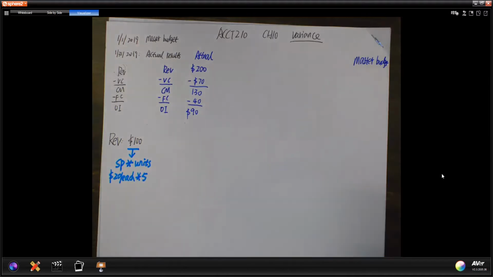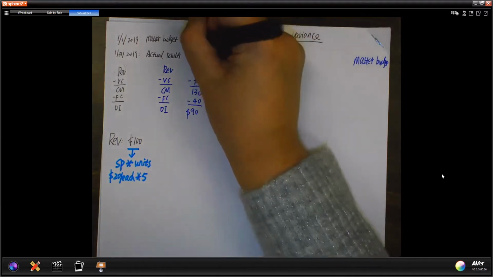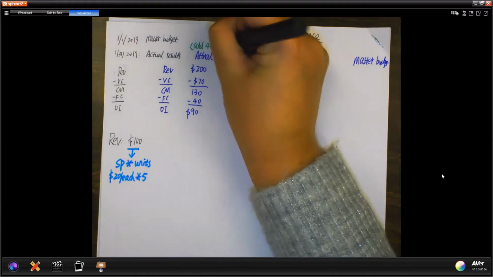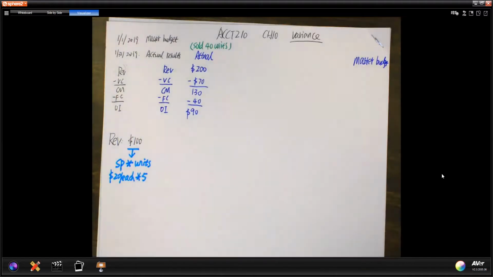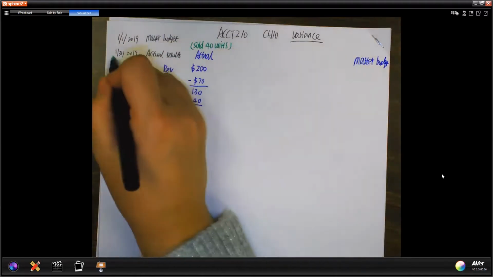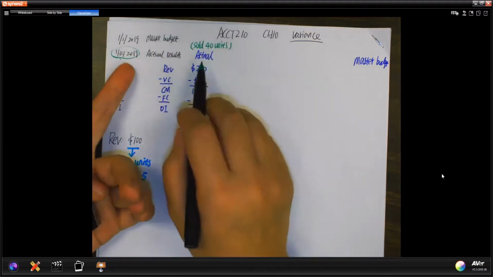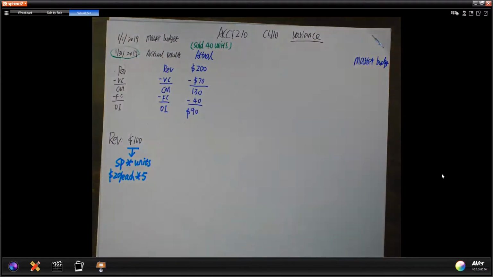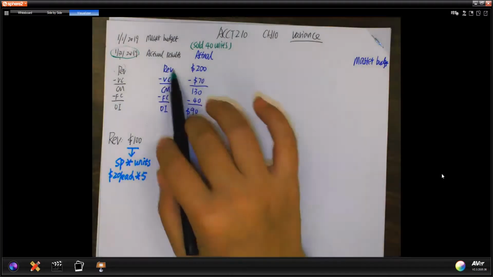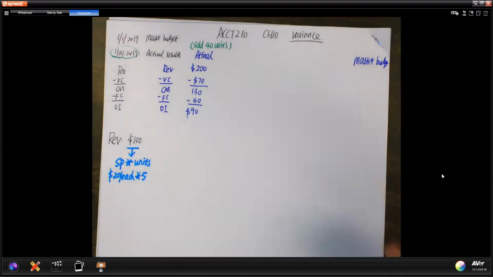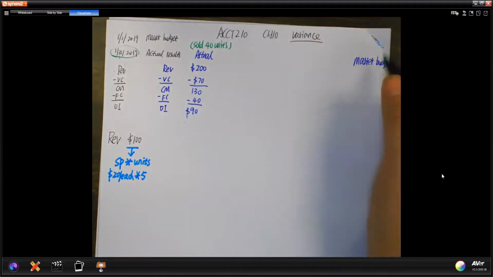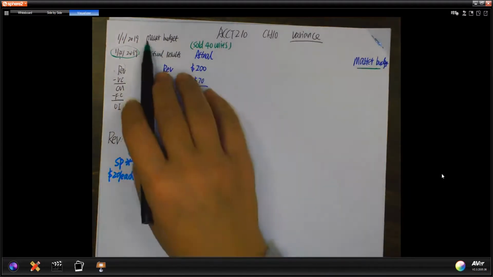Okay, so we just say, hey, you actually sold 40 units. This is based on January 31st, 2019. We went to the sales department and said, hey, you sold 40 units, and that's your actual revenue, based on 40 units.